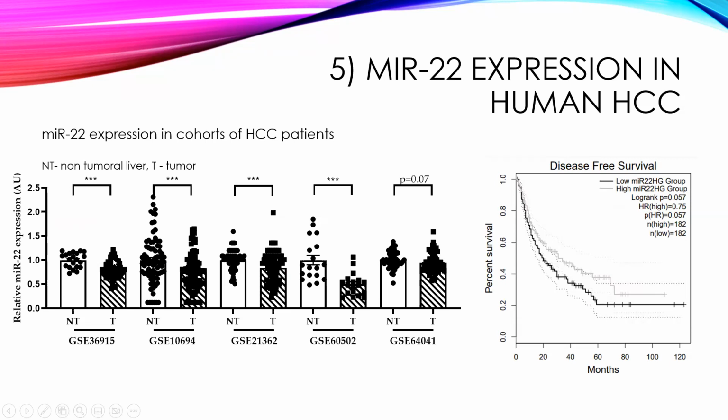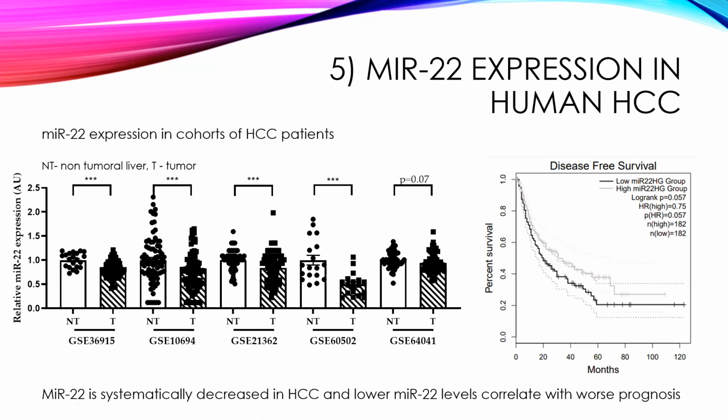And what we saw was that indeed in all the cohorts we tested, microRNA-22 was significantly decreased. And then when we looked at the survival of the patients in regards to the expression of microRNA-22 in the tumor, we saw that the ones that present lower microRNA-22 in the tumor had worse prognosis. So microRNA-22 is systematically decreased in HCC, and these levels correlate with worse prognosis. Once we had this confirmation, we wanted to know if the microRNA-22 decrease actually has a functional role in tumorigenesis, or if this downregulation is a byproduct of the tumorigenic process in the liver.